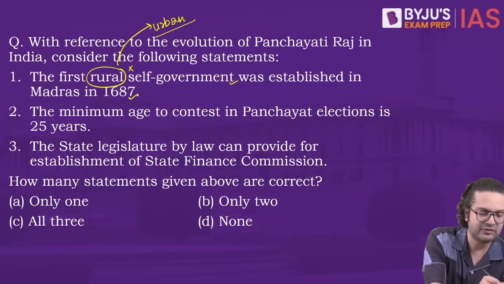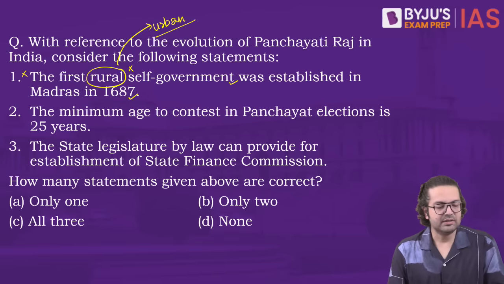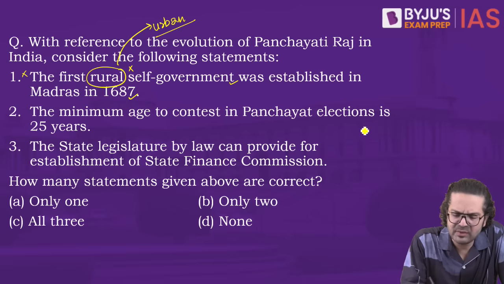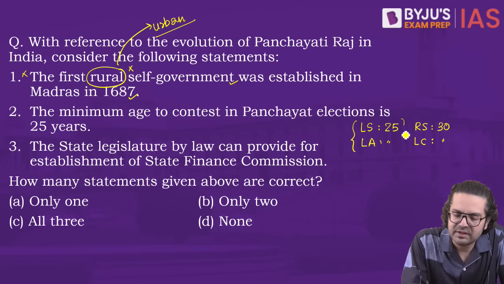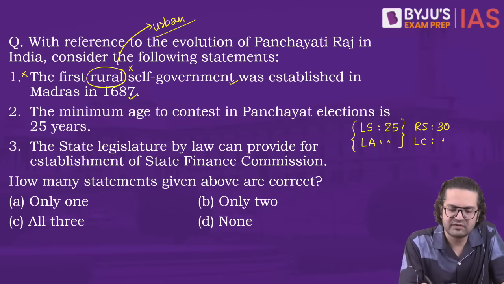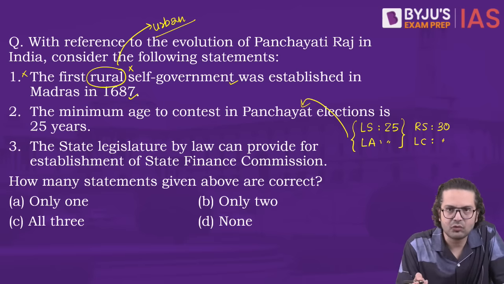Municipalities. 1 is wrong. Number 2, the minimum age to contest in panchayat elections is 25 years. Of course, we know very well. For the Lok Sabha, 25 years. For the Assembly, 25 years. For Rajya Sabha, the upper house, 30 years. For the council, the upper house, 30 years. So for all the directly elected houses, the age is 25. So of course the same is the case with panchayats also.